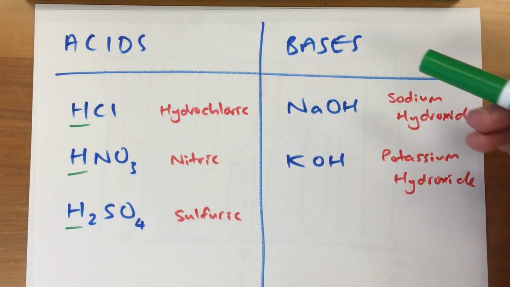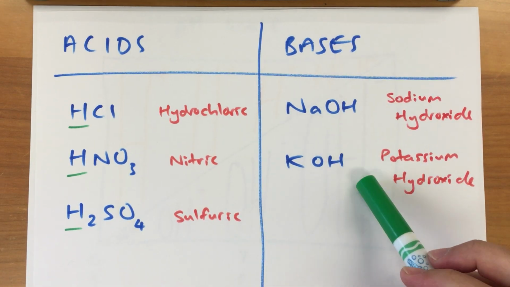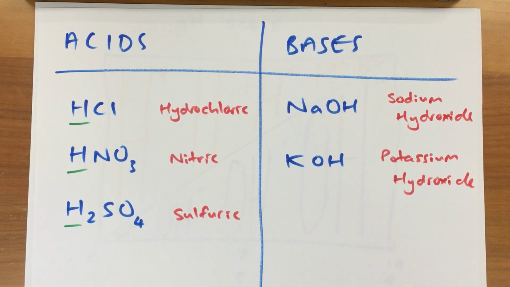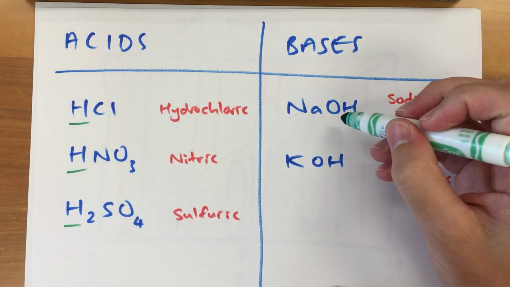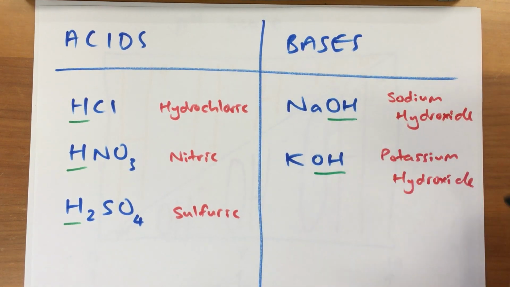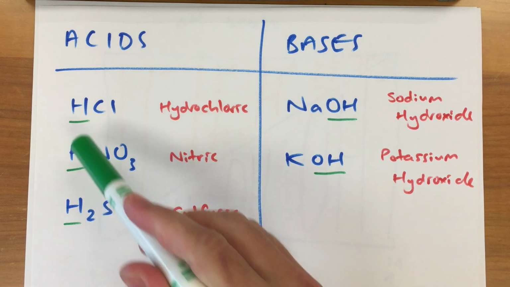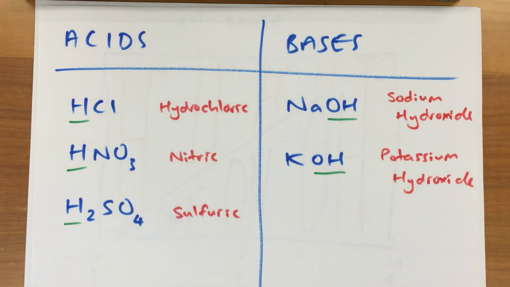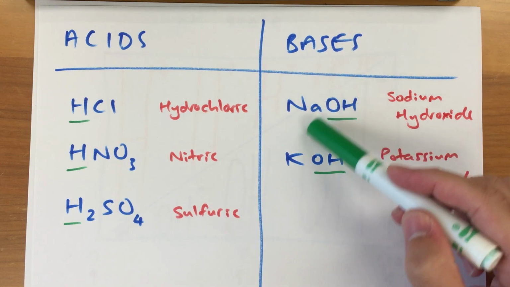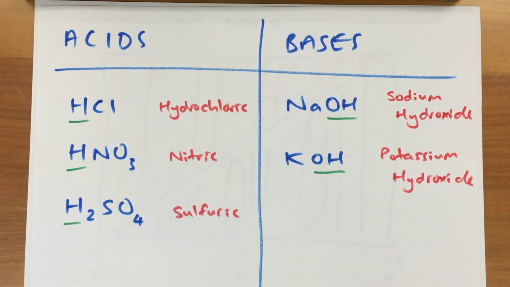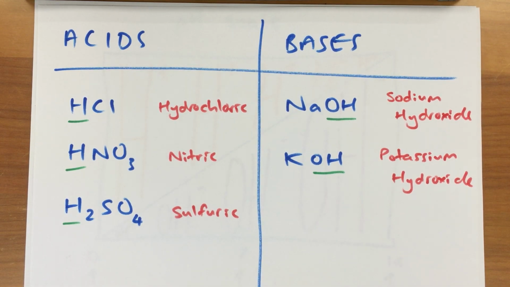You can see on the right-hand side here, I've got two common bases that you need to be familiar with, sodium hydroxide and potassium hydroxide. You can see they also have something in common, in that they both have OH. That's because bases, when they go into water, produce OH-. So that's a helpful little way to identify if you have an unknown substance, and you can see its formulae. If it starts with an H, it's likely that it could be an acid. If it ends in OH, it's likely that it could be a base. So those are the common acids and bases that you need to be familiar with.